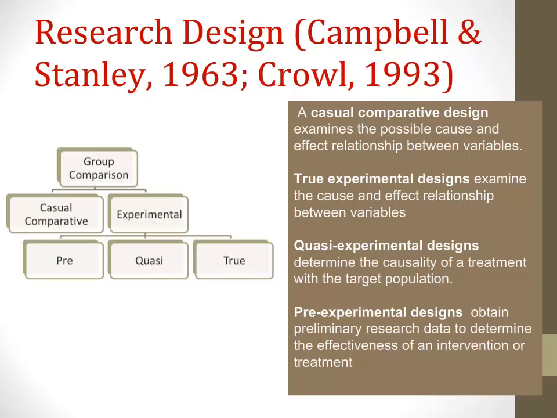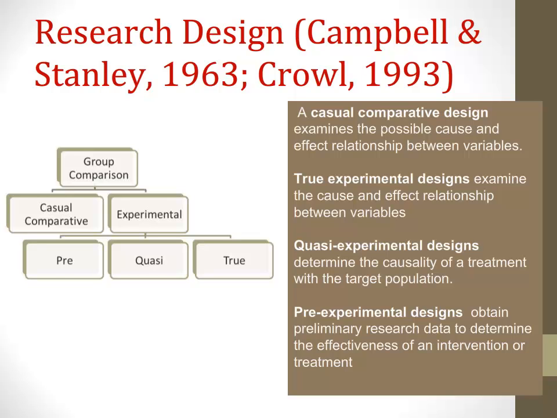Now, I'll stop here and note that I said the word possible cause and effect. Due to the fact that there are extraneous or confounding variables not controlled for in this type of design, the results of the research can only suggest that one variable may cause another, and more rigorous experimental designs are needed to verify these results. So let's go ahead and talk about experimental design.